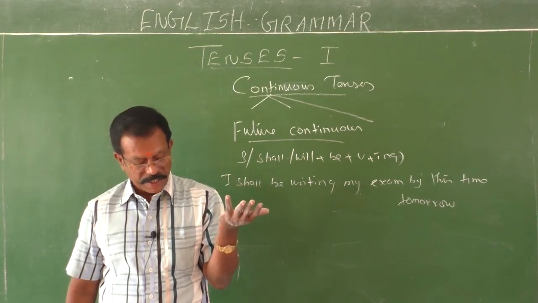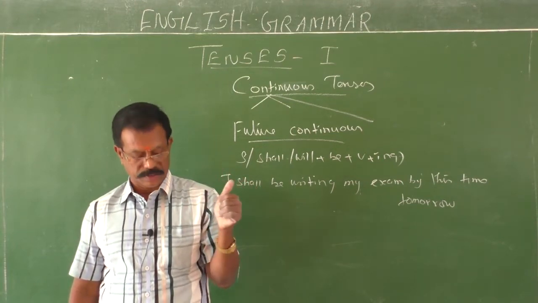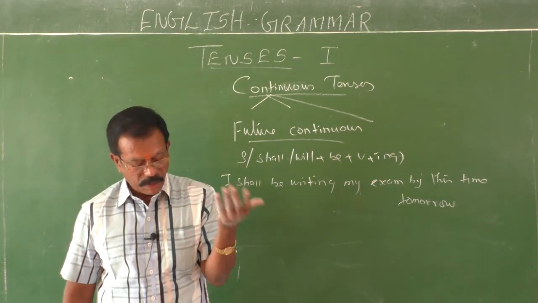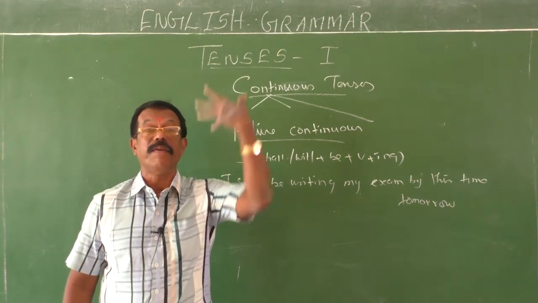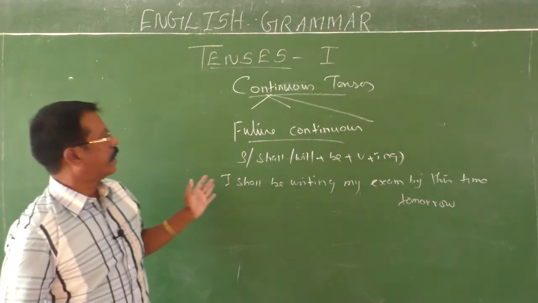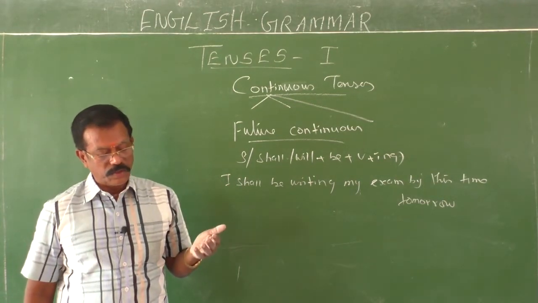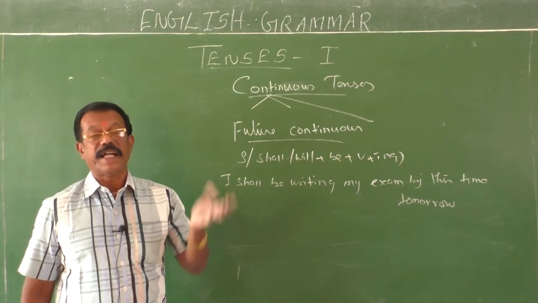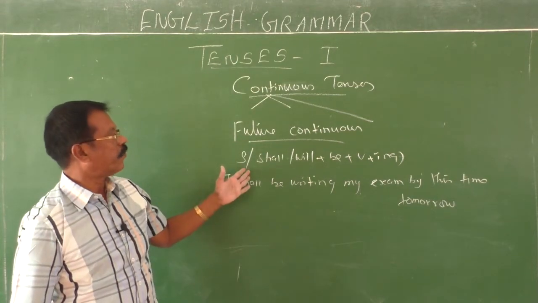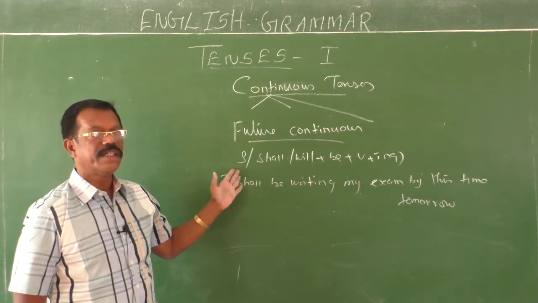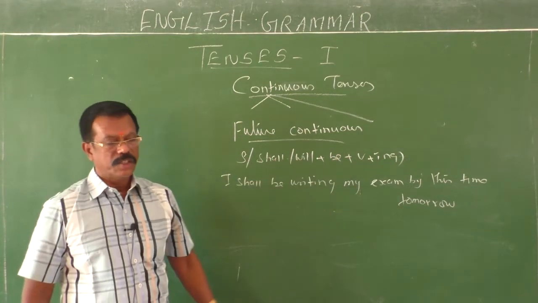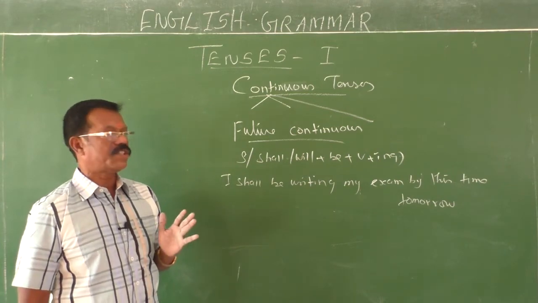You will be waiting for her when the plane arrives tonight. So interrupted actions in future. I will be watching TV when she arrives tonight. So in this way, future continuous is used to refer to future events that will be in progress at a specific time in the future. The basic formula for future continuous is subject shall, will plus be plus present participle. So I shall be writing my exam by this time tomorrow.